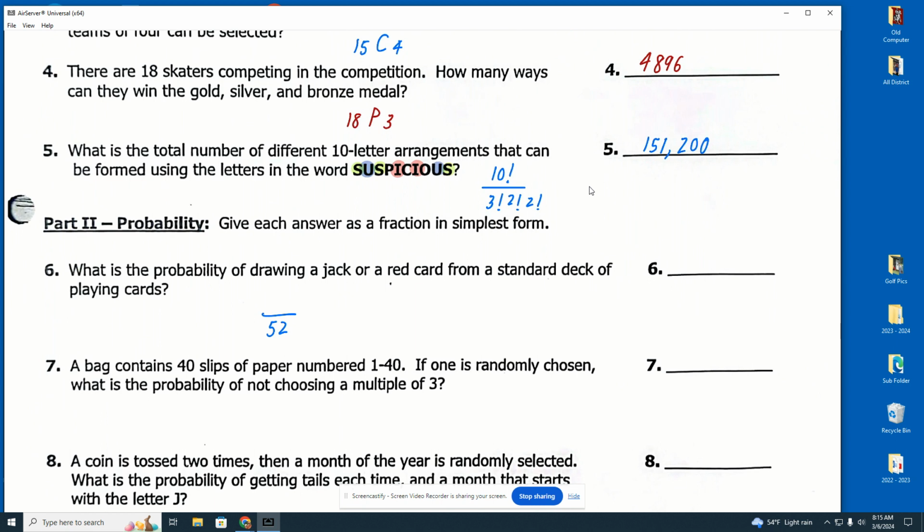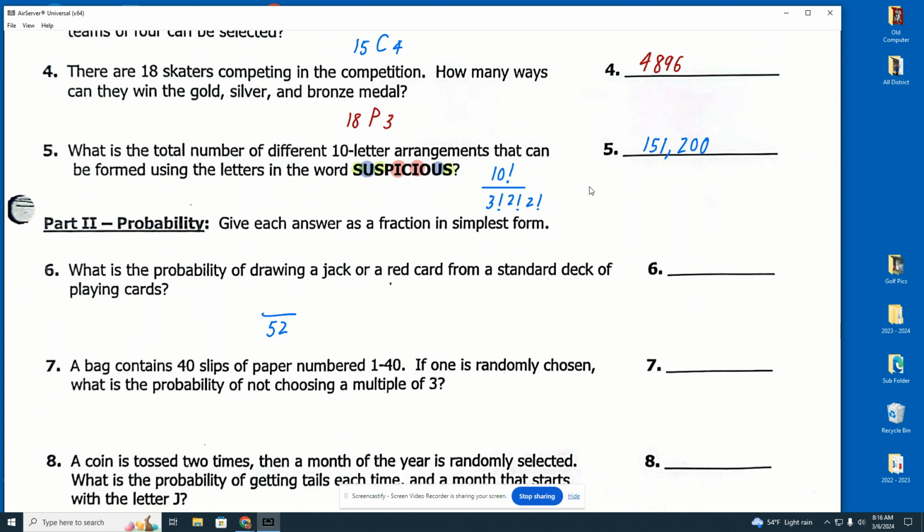Now, 4 jacks. How many red cards are there? There's diamonds and hearts, right? 2 suits, and every suit has 13 cards. So there's 13 and 13, which is 26. So there's 4 jacks. Okay, there's 26 red cards. However, what do you know about the jacks? 2 of them are red, right? So I'm either going to count them in the category of the jacks, or I'm going to count them in the category of all the reds. You can't count them in both because then you've got doubles.